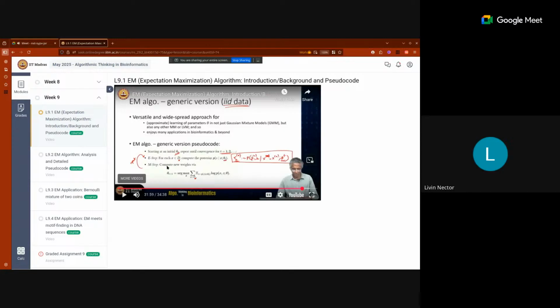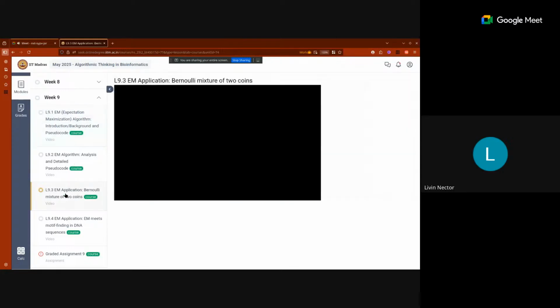So these are the two steps. One is finding the posterior probabilities and then finding the new weights. So those are the two steps. This is a more generic description of the algorithms we have seen previously. And I think it will be better if we see the application.